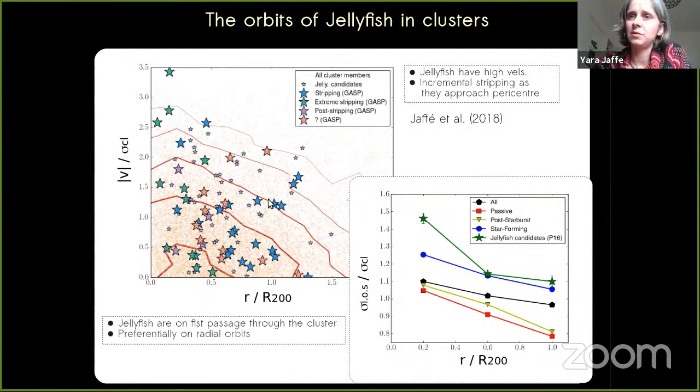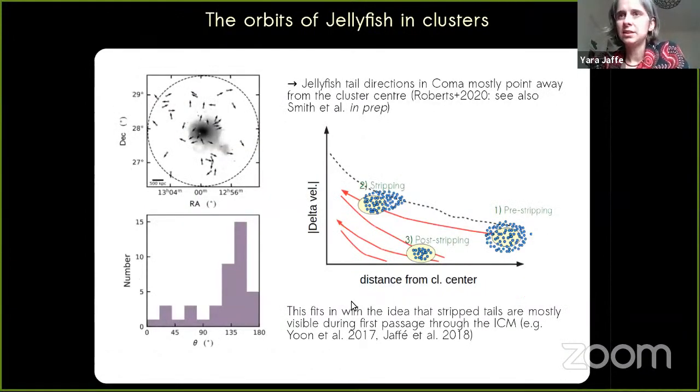And the other thing we found is that the velocity dispersion of this population of galaxies is much higher than even star-forming galaxies in clusters. And this means that jellyfish galaxies are preferentially on radial orbits. So they go very fast, very close to the cluster center, which are, of course, ideal conditions for stripping to happen. So it makes sense that in order to get these extreme features, maybe you have to have very plunging orbits. And this is consistent with some work that has been done.